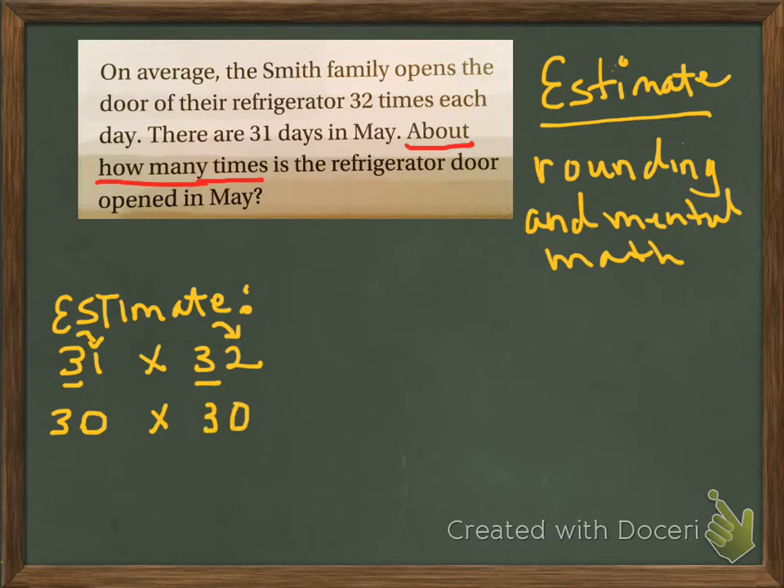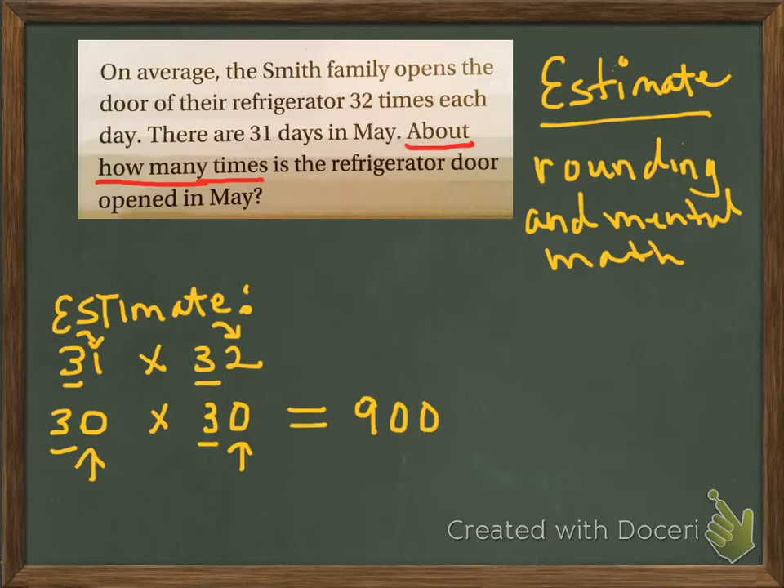Step 2 is I'm going to use mental math. Now this time, what I'm going to do is say, 3 times 3 equals 9, right? That's a basic math fact. So I know that 30 times 30 must be 9. Oh, look, there's a 0 here and a 0 here. So 30 times 30 is 900. That's exactly right.